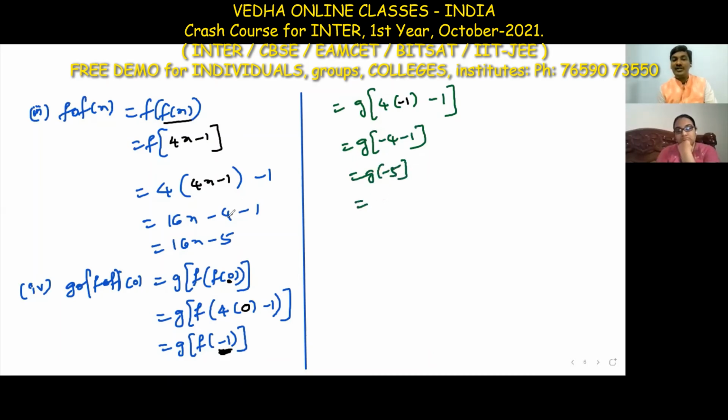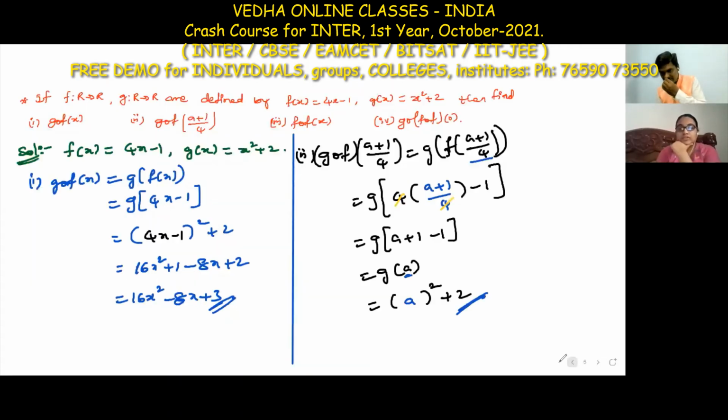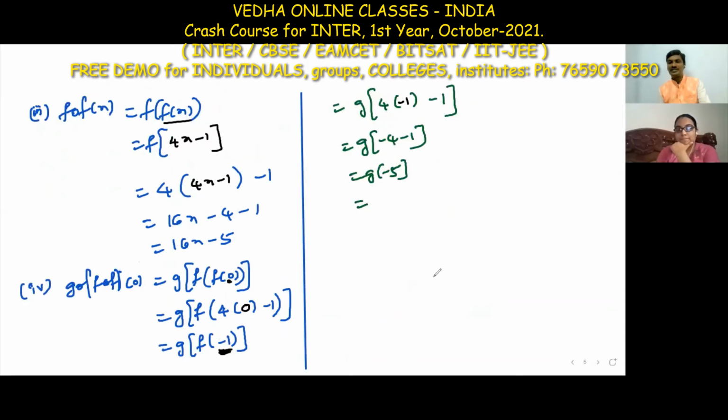What is G of minus 5? Substitute this in the G of x function. G of x is x square plus 2. What is in place of x? X is minus 5. Minus 5 whole square is 25, plus 2 is 27. This is the required solution. Understood?